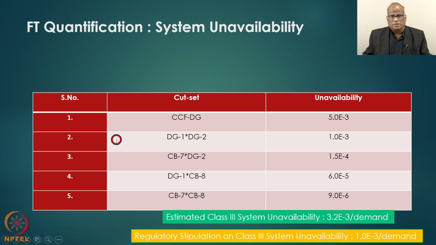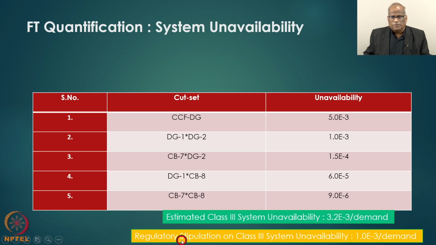You can see that common cause failure of the DG is dominating. Then we have DG1 and DG2 together failure. The second cut set has two components, with 1 into 10⁻³ for the circuit breaker, and DG2 failure. So these are combinations of component failures, or single failures, that take you to the top event. They are called cut sets, or minimal cut sets. Actually they are minimal cut sets because we have analyzed them. So with this we estimated the failure probability as 3.2 into 10⁻³.